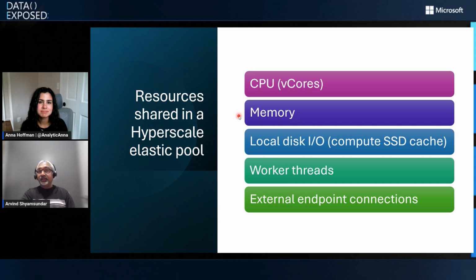Memory as well is therefore shared. Also, local SSD cache, which is one of the unique features with Hyperscale. We have this awesome local SSD cache. We call it RBPEX, which is Resilient Buffer Pool Extension. That's shared across all the databases in the pool. The number of worker threads, and hence the number of requests you can run in parallel, are shared, and things like external endpoint invocations. So let's say you're calling into OpenAI from within Azure SQL, that is shared as well.